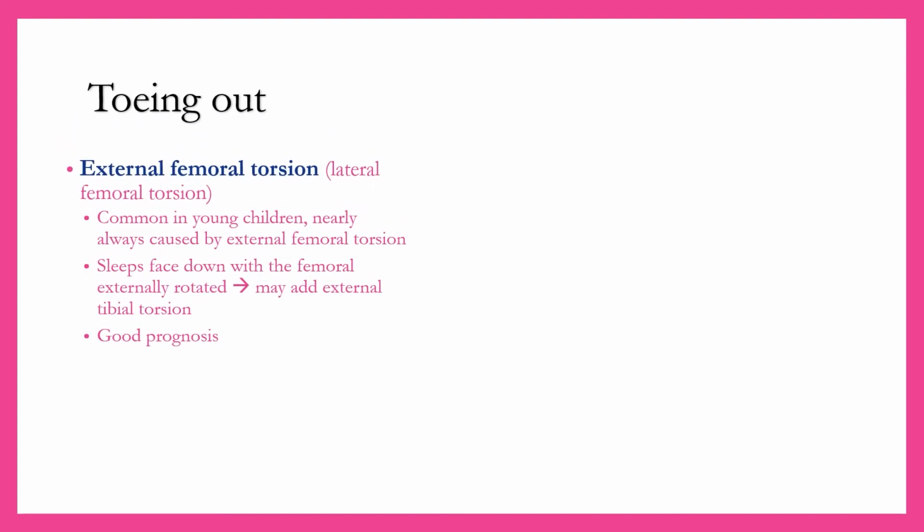Toeing out. External femoral torsion or lateral femoral torsion. It is common in young children, nearly always caused by external femoral torsion. They sleep face down with the femur externally rotated, which may add external tibial torsion. However, the prognosis is good.